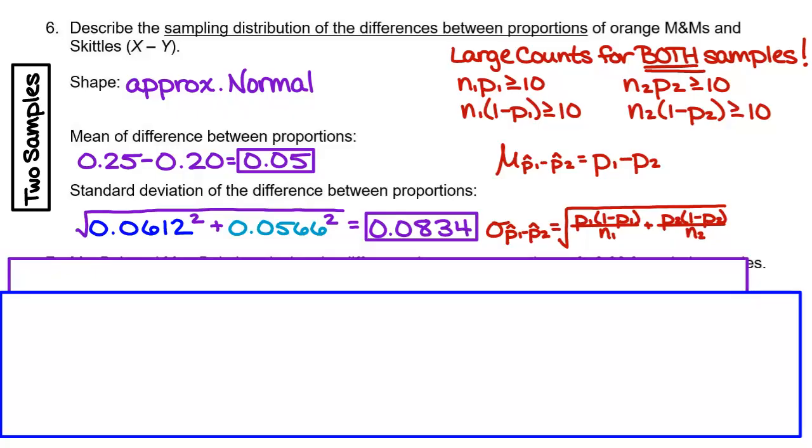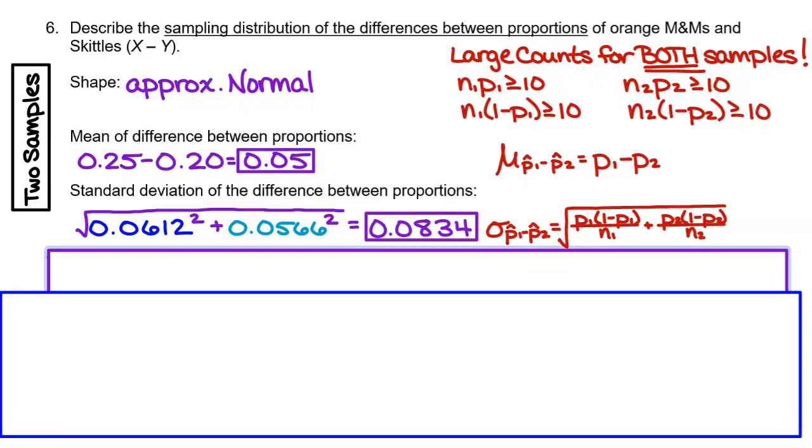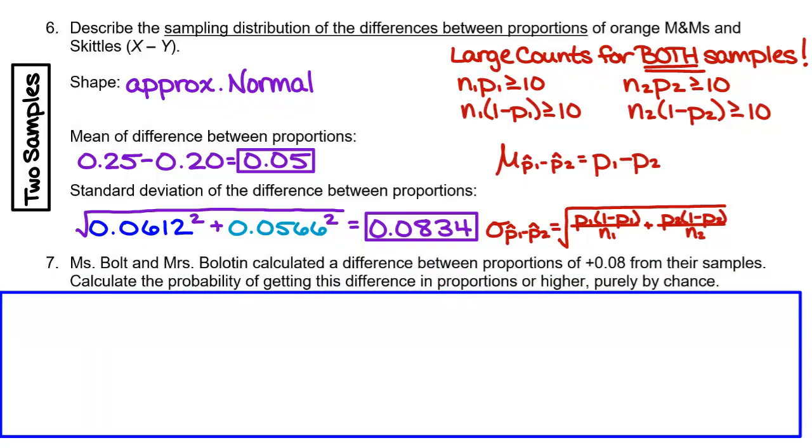I would like for you guys to do question number 7. We now know the distribution. We know the mean. We know the standard deviation. I would like for you to calculate the probability of getting a difference in proportions of a positive 0.08 or higher purely by chance. What do you need to start with?